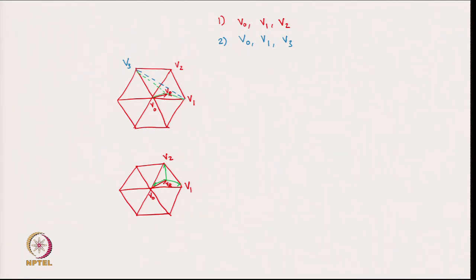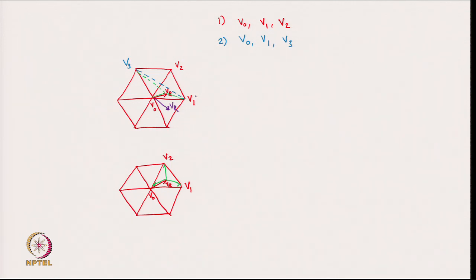If we choose a vector which is non-enclosing, for example, if my resultant vector which I want to produce, Vr, is here and I switch V0, V1 and V2, what will happen?